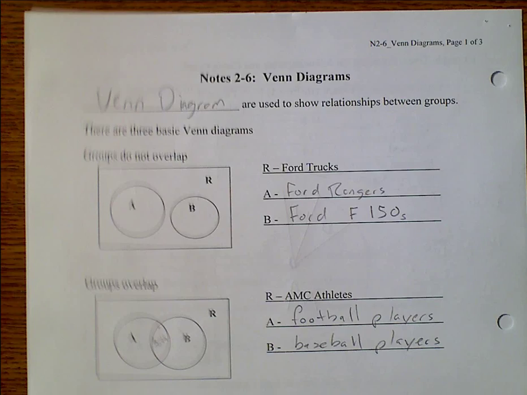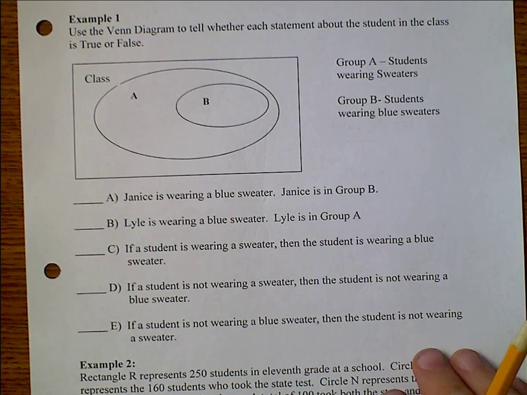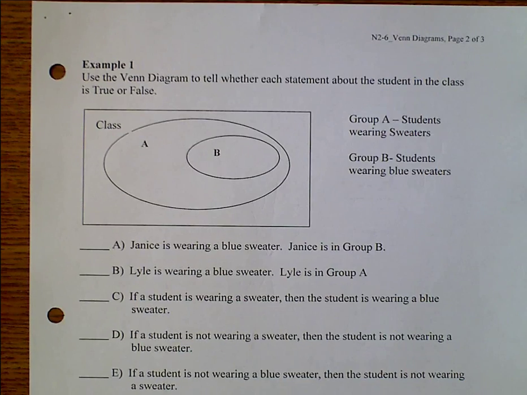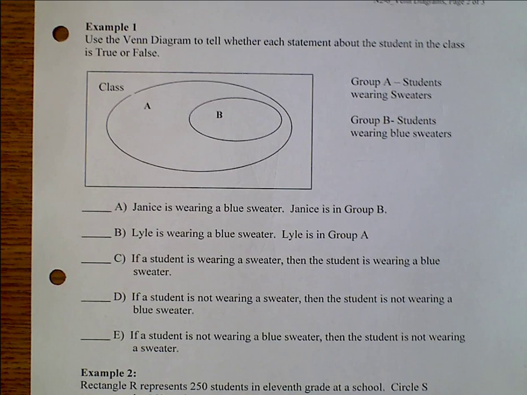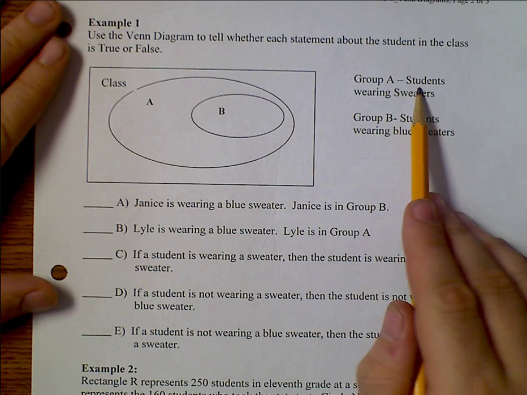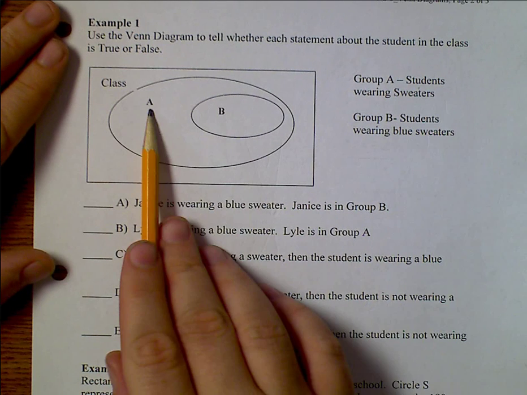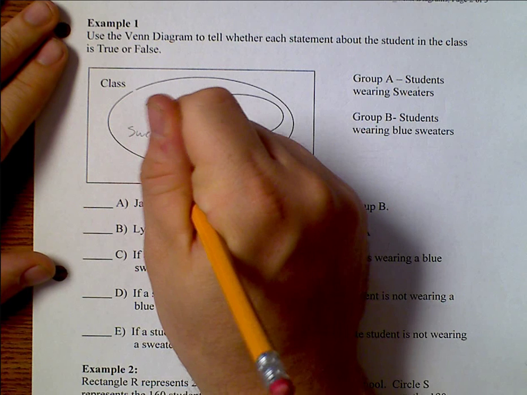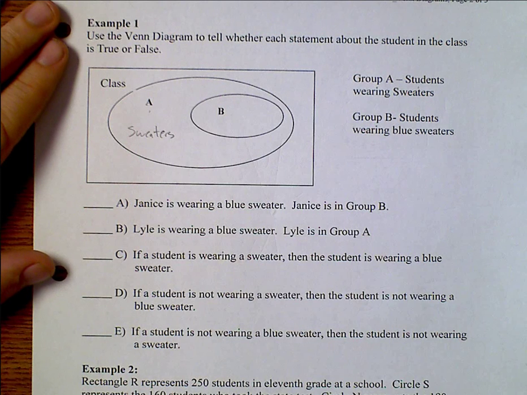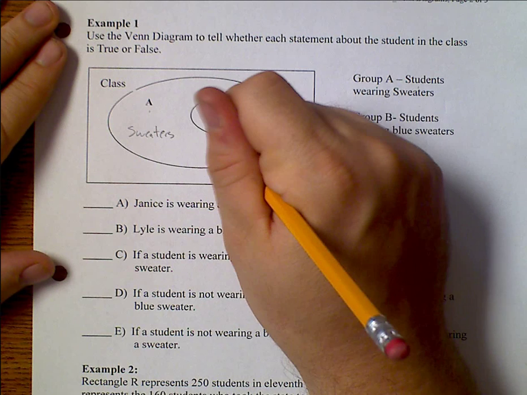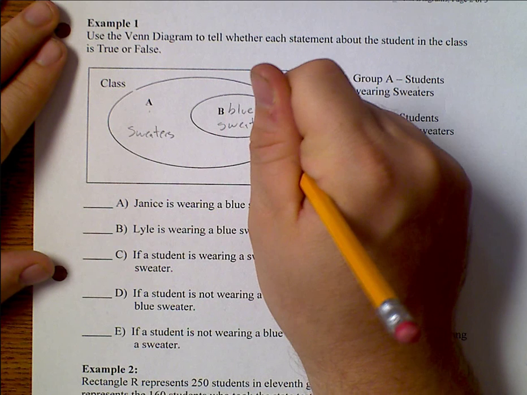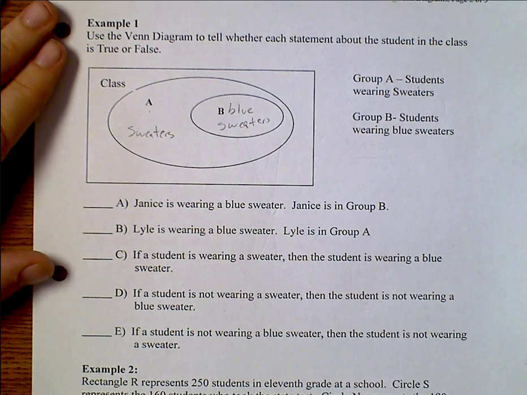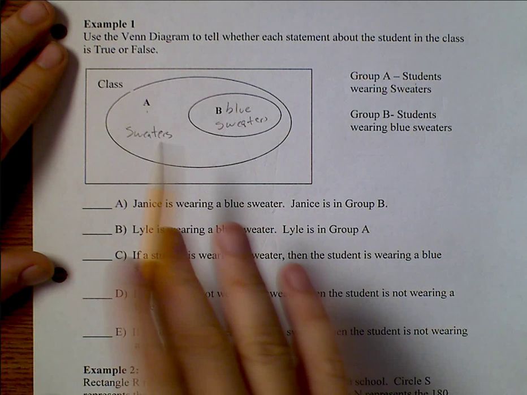Let's see if we can go ahead and put some Venn diagrams into practice. So here we've got a Venn diagram, and it tells us that A is students who wear sweaters. And B is students wearing blue sweaters. And on the outside are just people who are in the class.